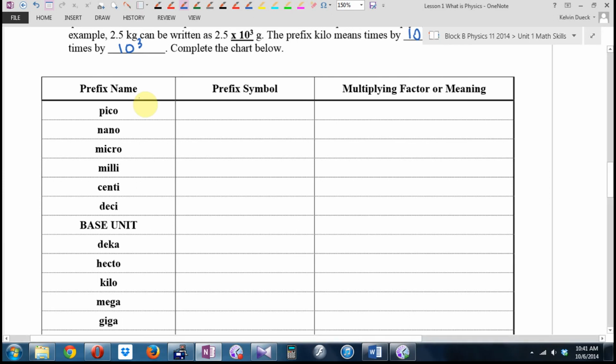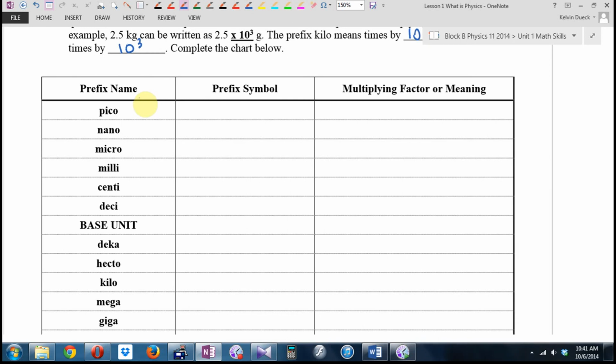Did I give you nano? Pico. Did I give you pico on there? Wait, on the yellow sheet, sorry. Oh, I went even further. No, smaller. Okay. So, pico, what's the symbol for pico?